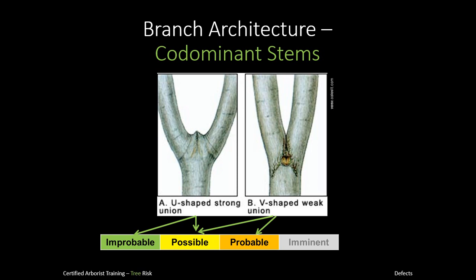Codominant stems. We're going to do a demonstration about this on the field day. If you have U-shaped codominant stems, where the stems are about the same size, coming from the same point, that's a lot less concerning than a V shape, and we'll show you that. But included bark has a lot to do with that.